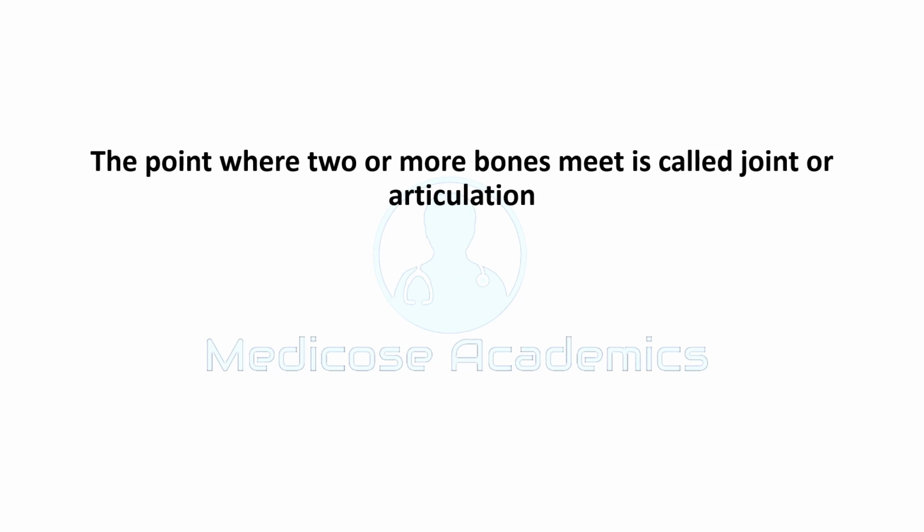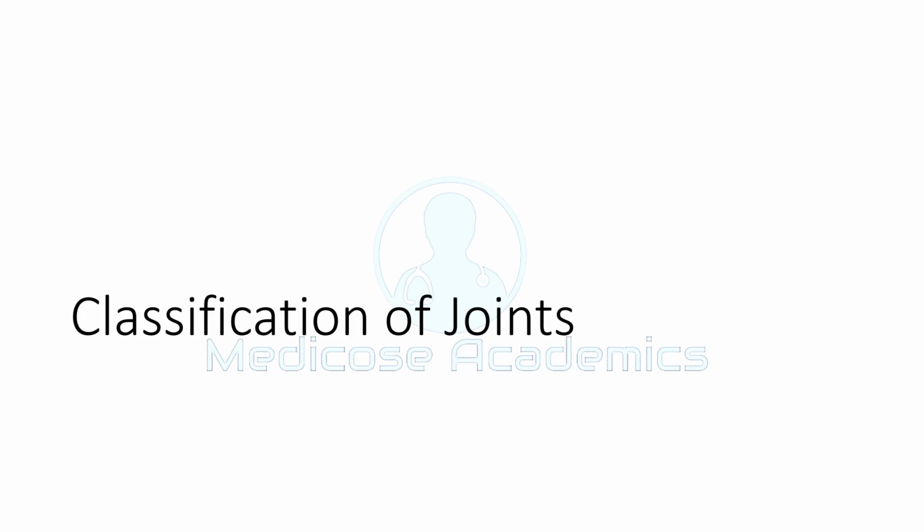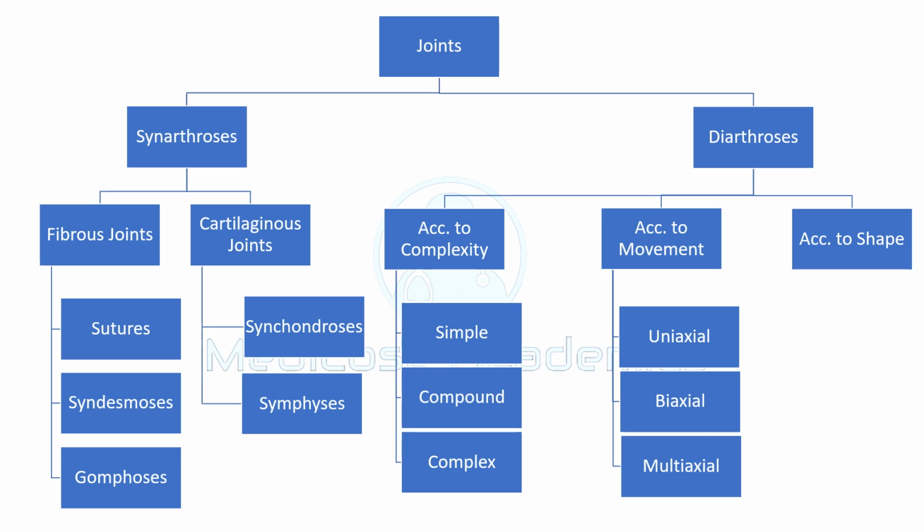A joint is any point where two or more bones meet. It is also known as articulation. Its definition is as simple as that. Let's discuss a little bit about the classification of the joint. I have made a flowchart describing all of the steps in the classification. We'll see that shortly. So let's take it from the top.